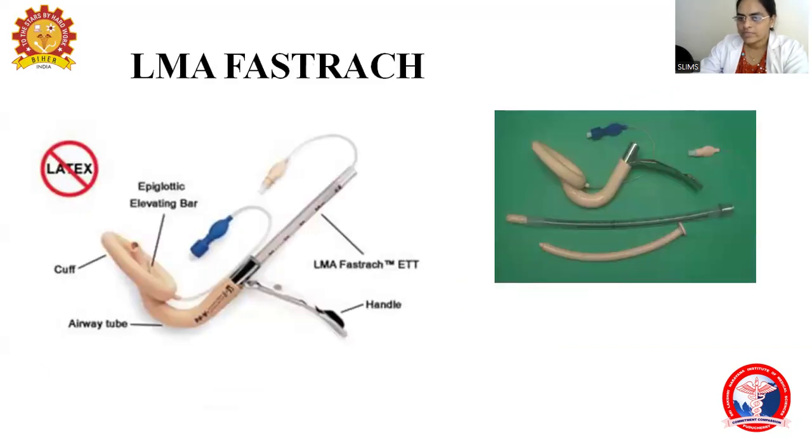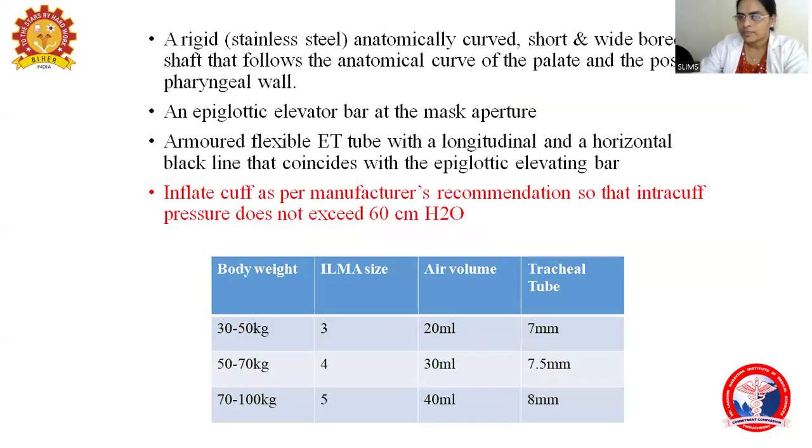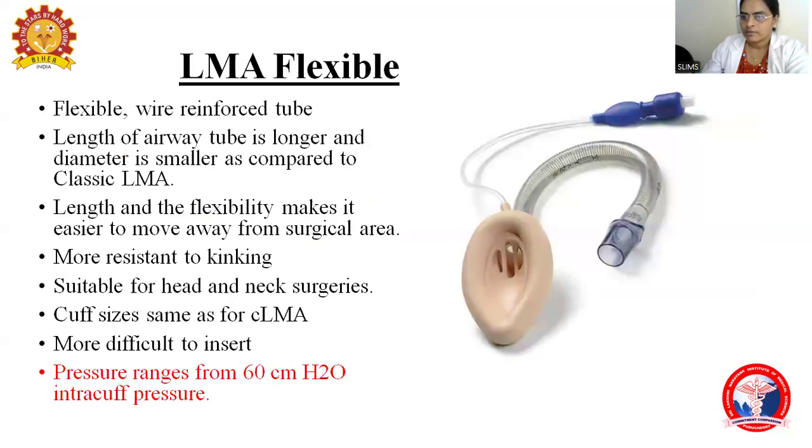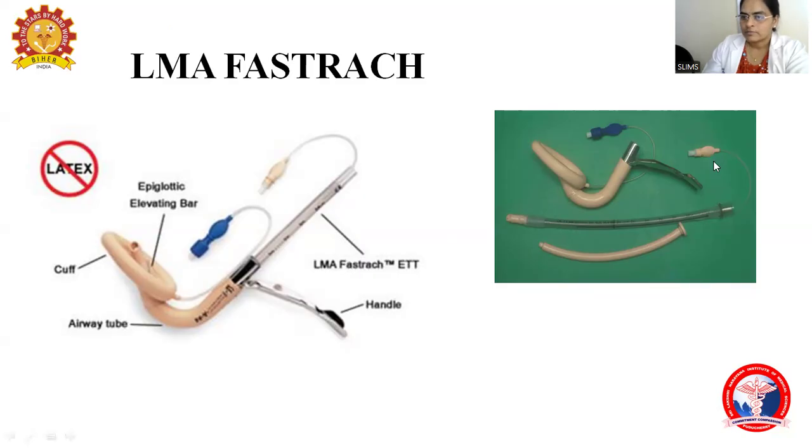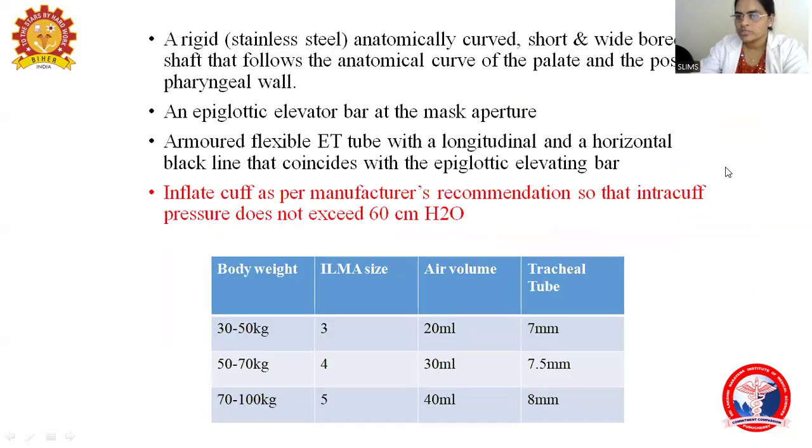This is the LMA fast track, where you have an epiglottic elevating bar attached to the cuff, the airway tube, and there will be a handle to handle it. So this fast track has a short and wide bore shaft that follows the anatomical curve of the palate and posterior pharyngeal wall, with an epiglottic elevator bar at the mask aperture.